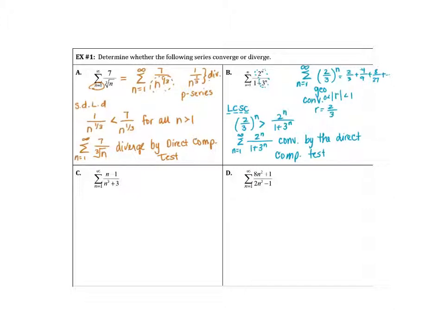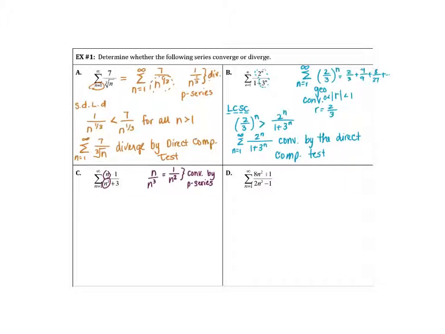For this next one, part C, again, to look at what might be a good thing to compare to, look at your highest power on top and your highest power on bottom. So if I look at n over n cubed, that's really like looking at 1 over n squared. And so I know that 1 over n squared converges by the p-series. Good to remember that.